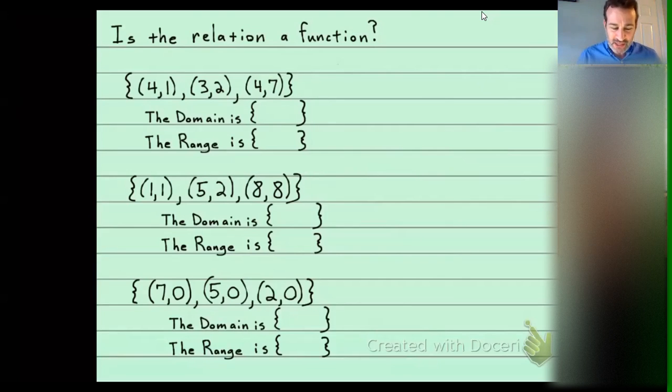This question asks, is the relation a function? Now, it's the same as we did the last time. If you have the same x with more than one y, then it's not a function. Okay, so let's go ahead and look at this first relation, which is 3 ordered pairs.